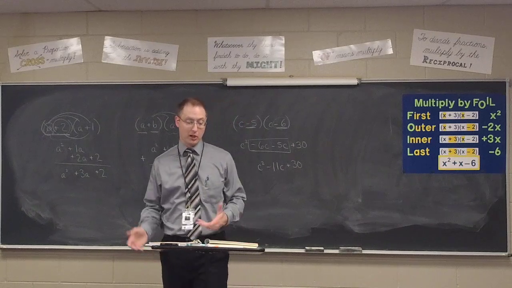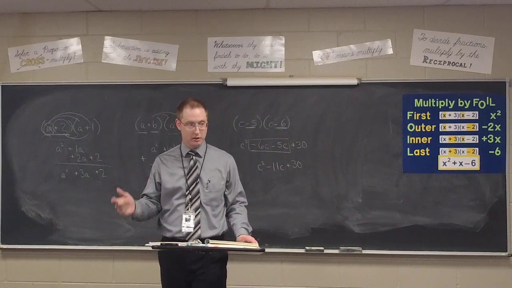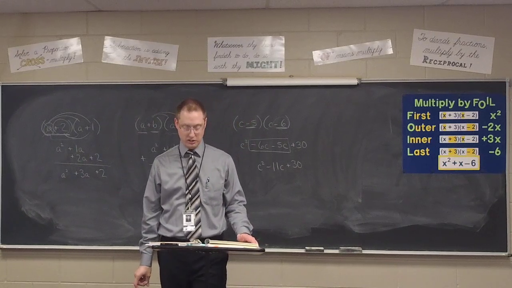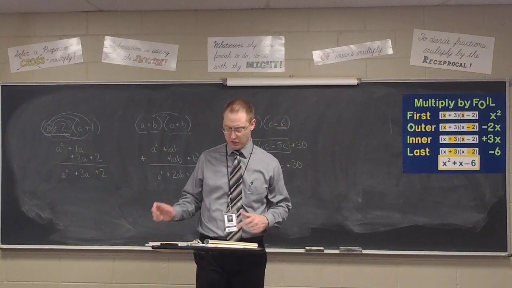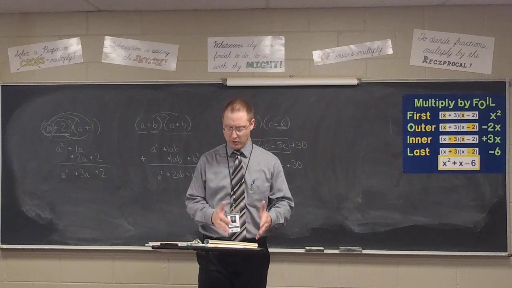And then, of course, we keep our last, which is positive 24. So G squared, negative 10G, positive 24. Starting to catch on? All right, let's do another one on the table here.